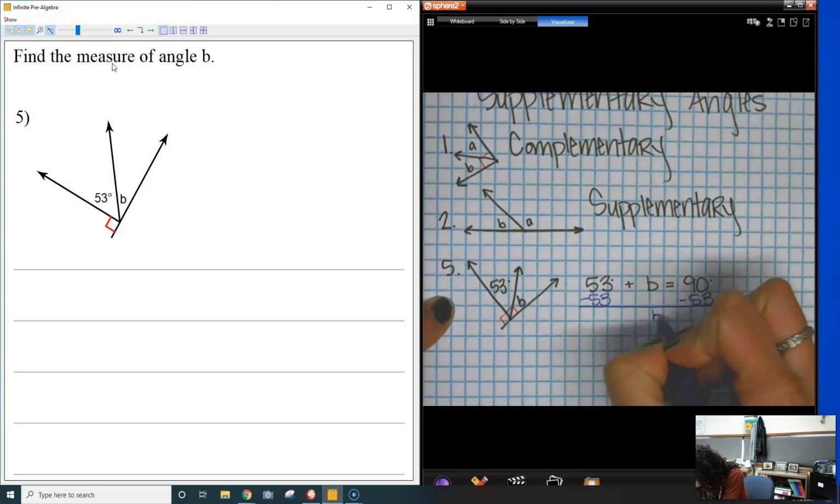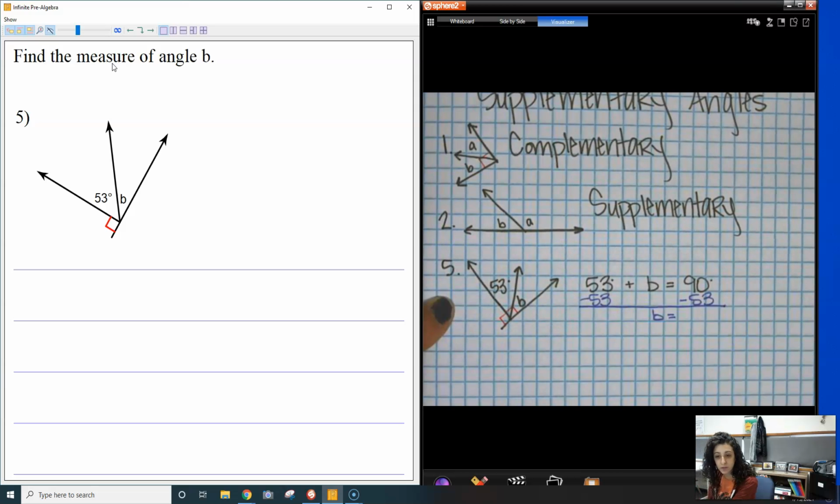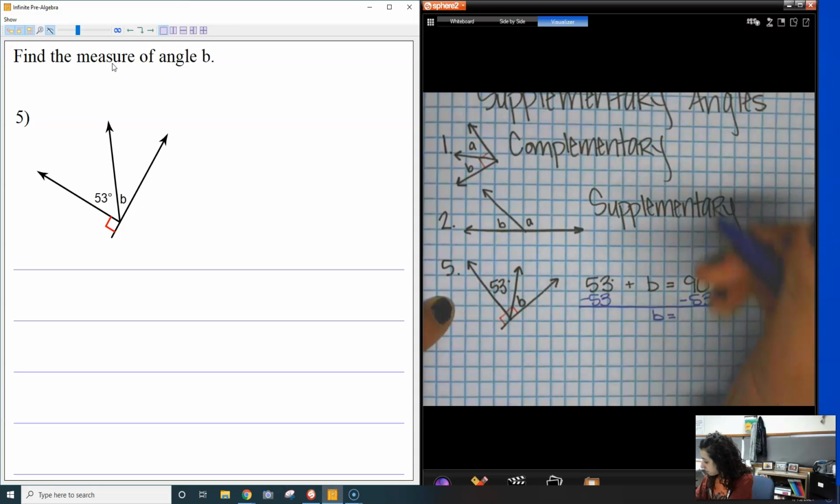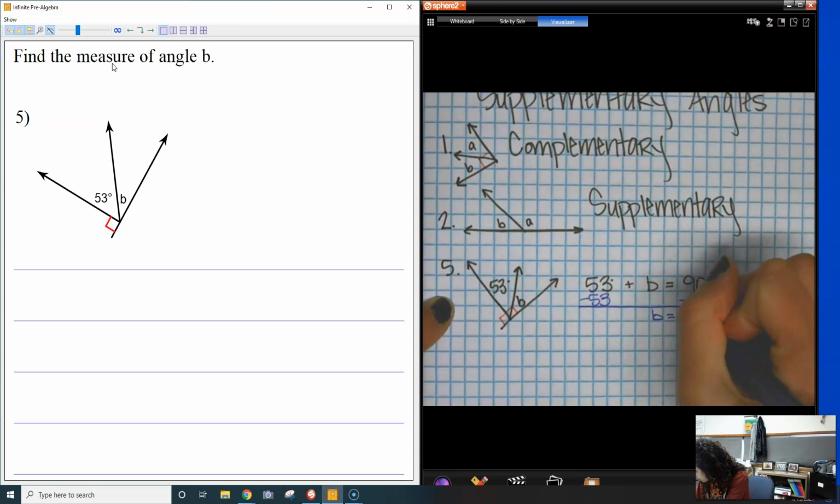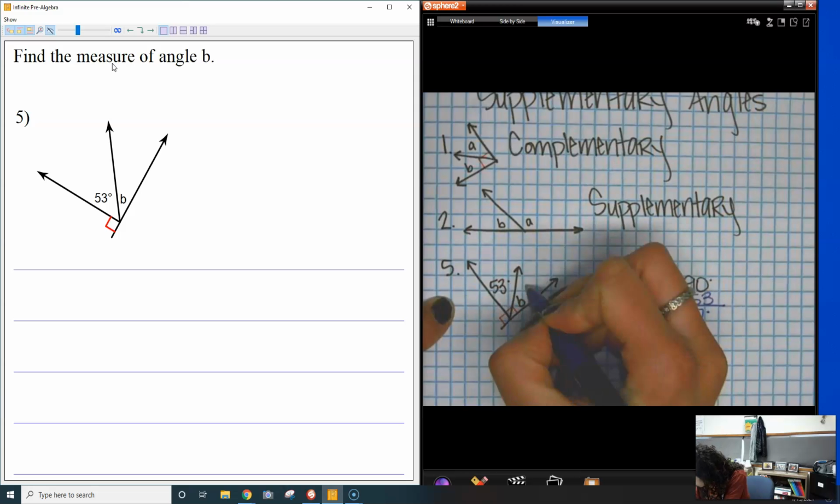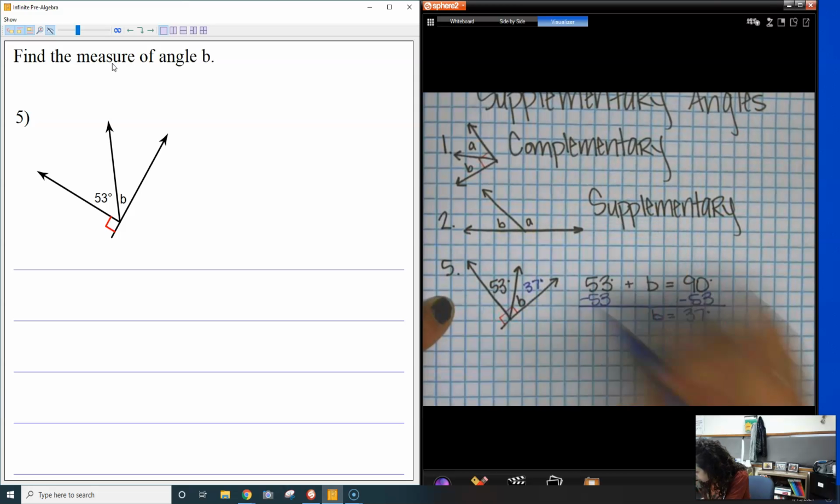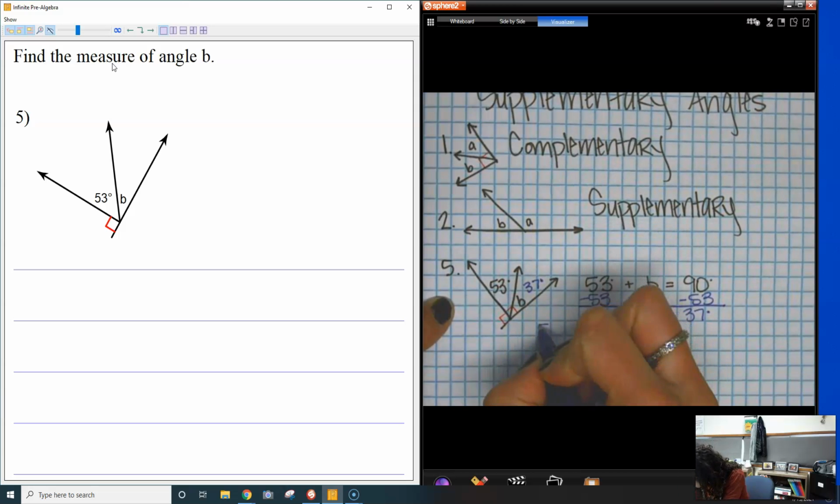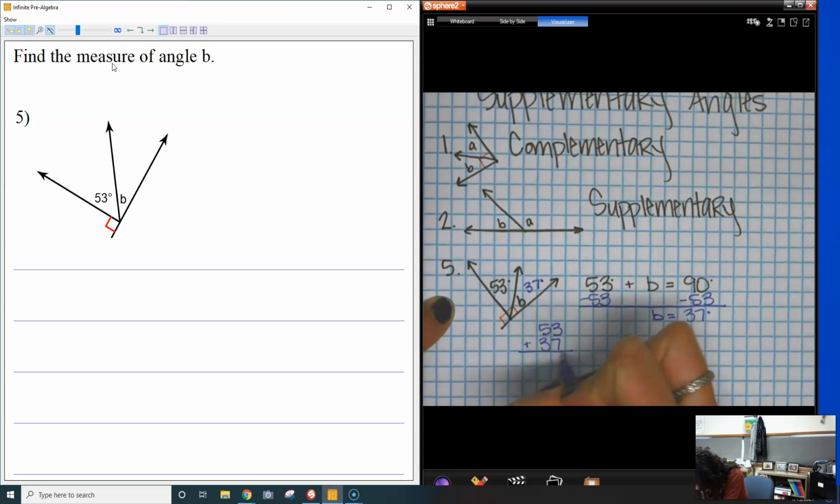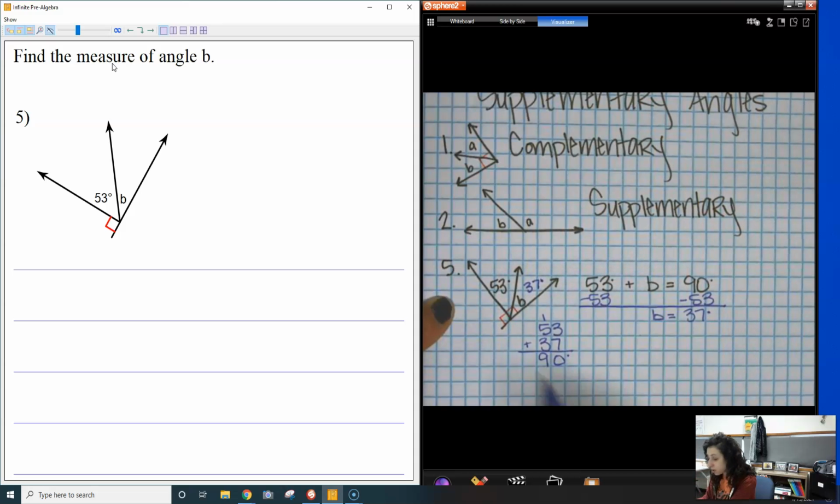If you need a calculator, ask Ms. Scout for one or use your device to Google one, but 90 minus 53 is 37 degrees. So this angle is 37 degrees. I need to check it to make sure. 53 plus 37: 0, carry the 1, 5, 6, 7, 8, 90. Yep. So these two angles, 53 and 37, make 90, so measure B is 37.